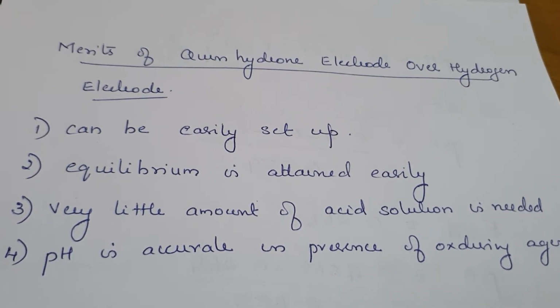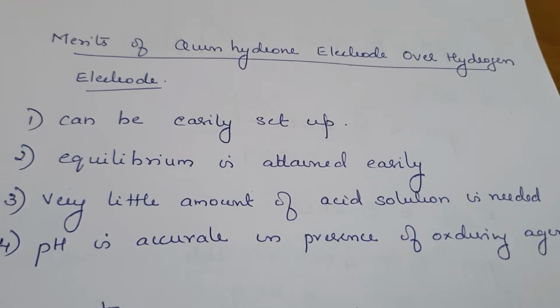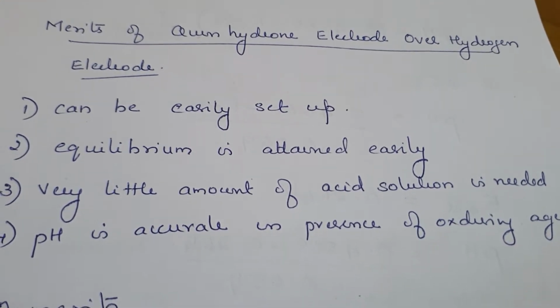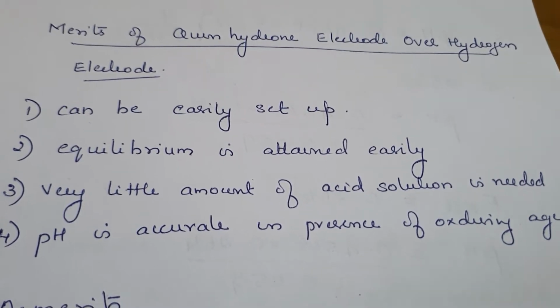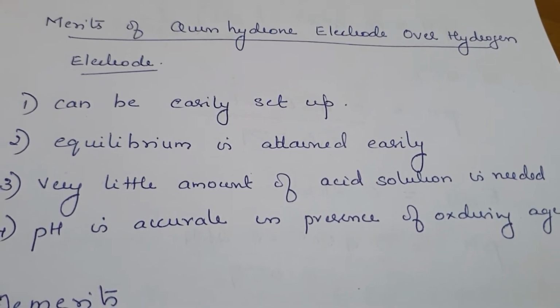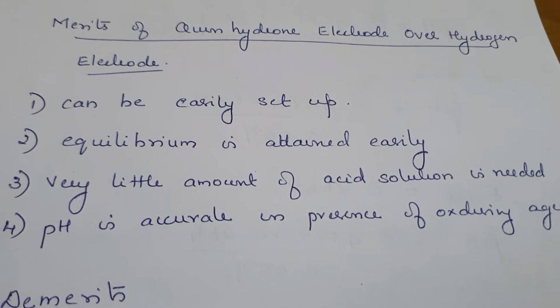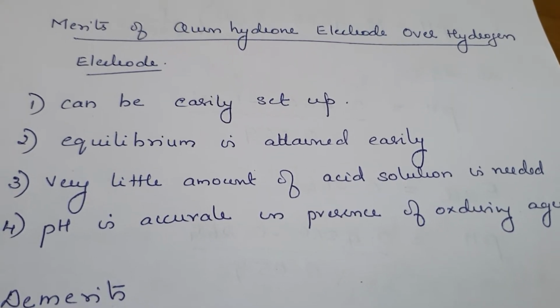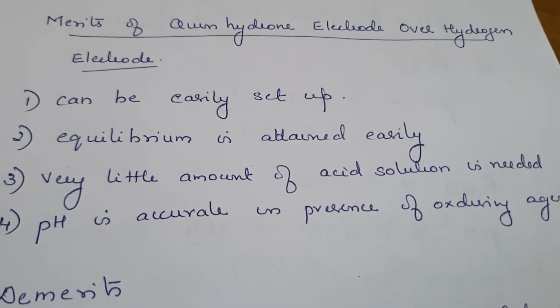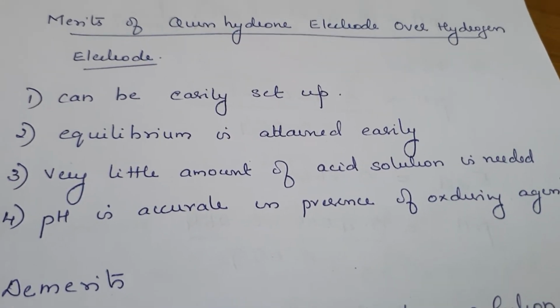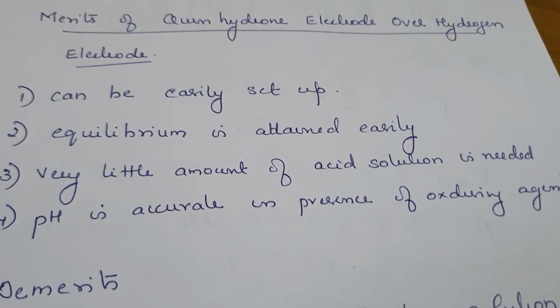You have to take a beaker, take the acid, put a little amount of quinhydron, put one platinum electrode and a saturated calomel electrode. You have set up a galvanic cell. No need of passing hydrogen gas and all. So it's easy. Next, equilibrium is attained very easily. When compared with the hydrogen electrode, this equilibrium Q to QH2 is reached easily.